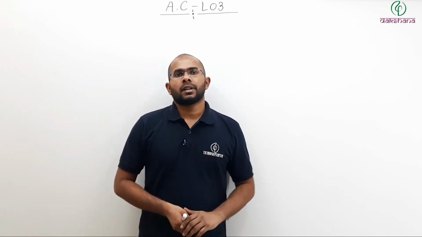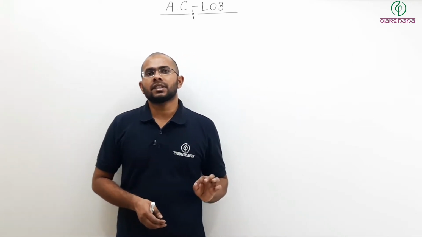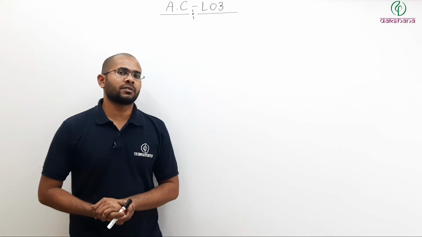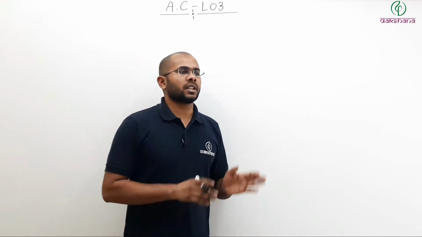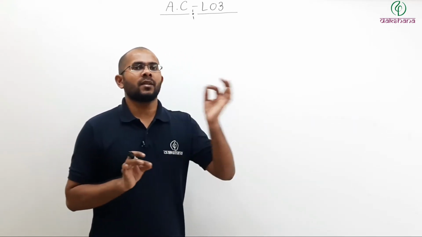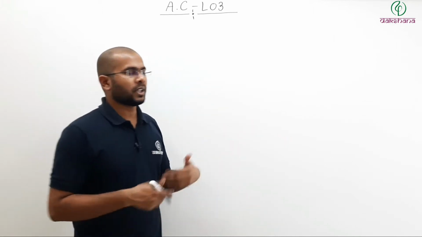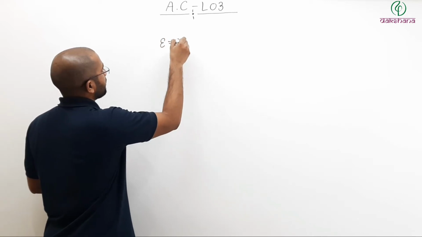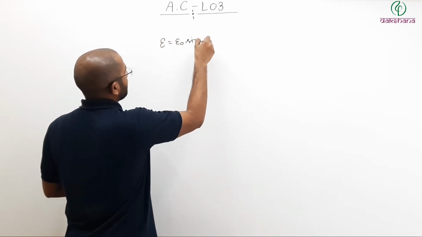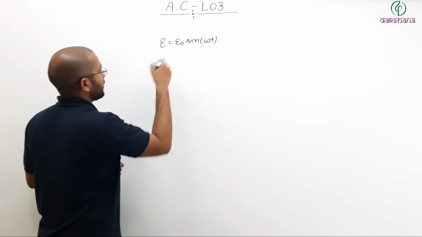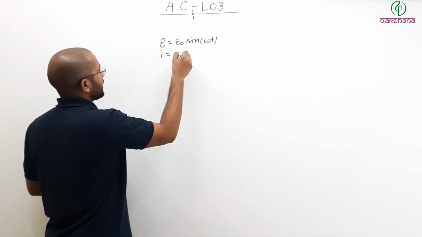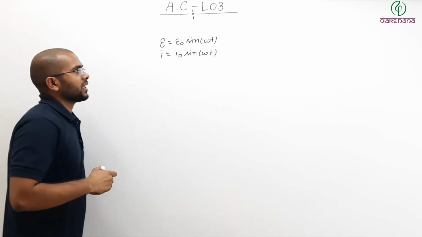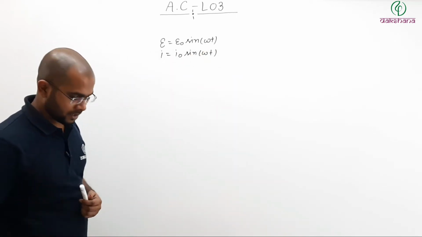If you remember, in the last lecture we discussed the purely resistive circuit. What is a purely resistive circuit? In a purely resistive circuit, there is only a resistor and a power source, nothing else. If I write E is equal to E naught sine omega t as my potential, then current may be written as I naught sine omega t, where I naught is nothing but E naught divided by R, where R is the resistance.